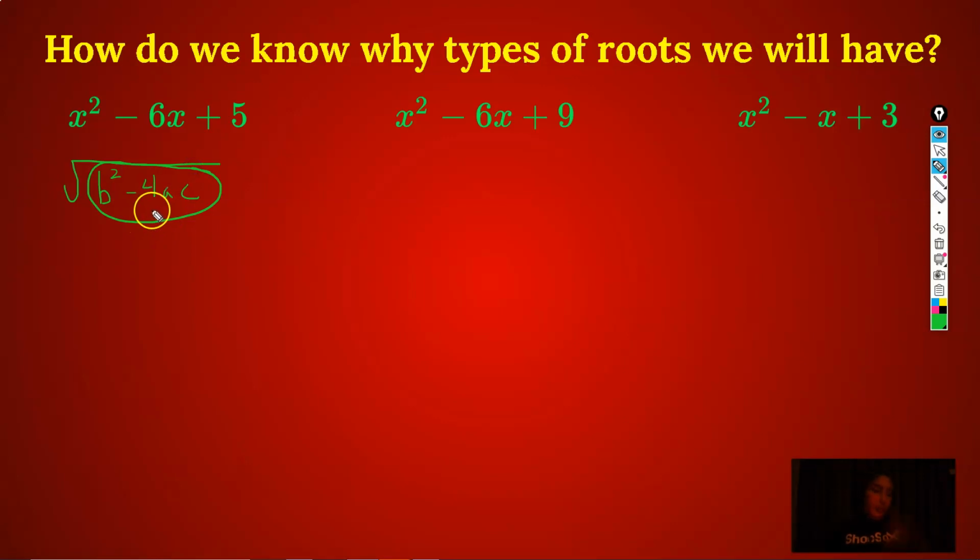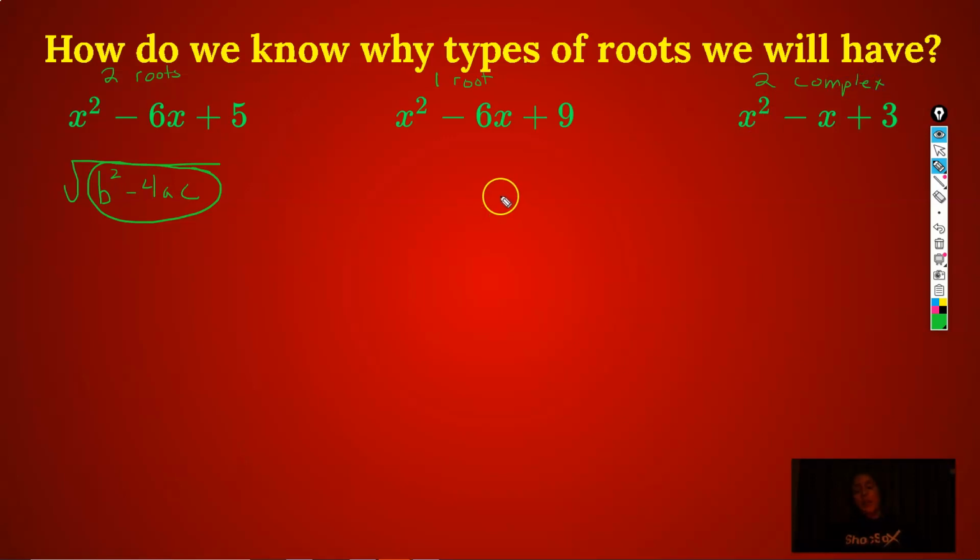So it's that piece. So forget about the square root. We just want to know the b squared minus 4ac. So we already know from the previous slide, this guy had two real roots. This guy had one real root. And this guy here had two complex roots.